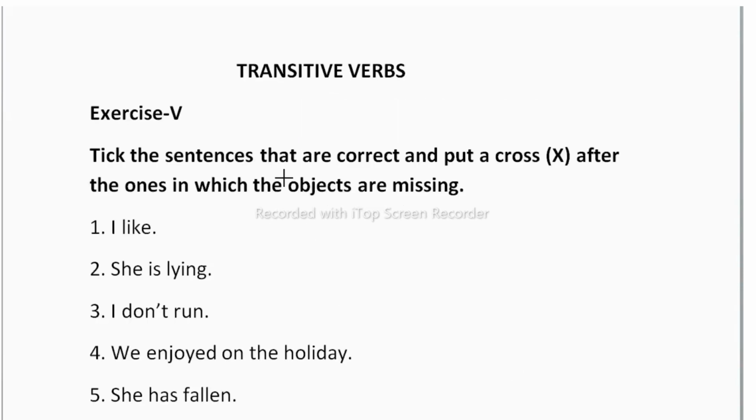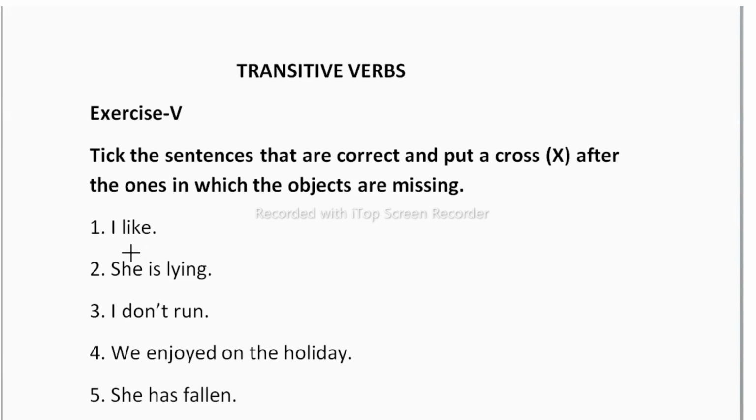So now in the fifth exercise you have to take the sentences that are correct and put a cross after the one in which the object is missing. Wherever the object is missing, meaning wherever there is an intransitive verb, you have to put a cross mark there. And if the sentence is correct, meaning it is a transitive sentence which has an object, you have to put a tick over there.